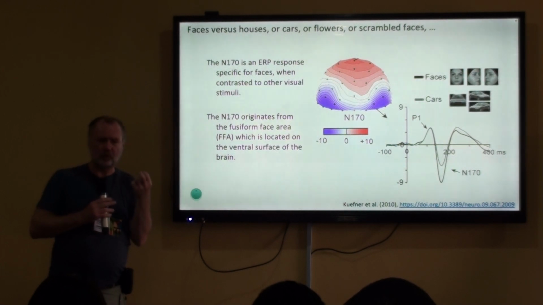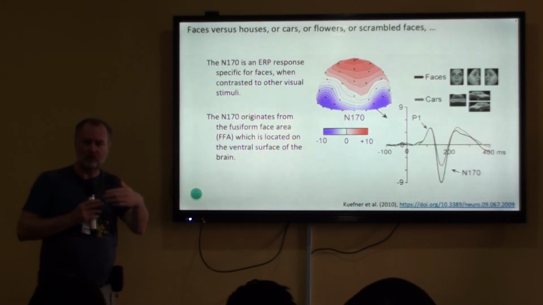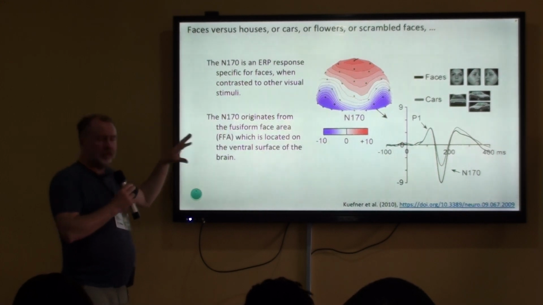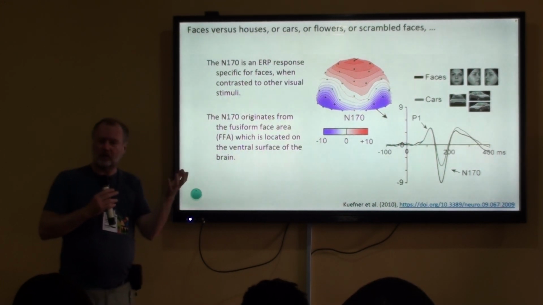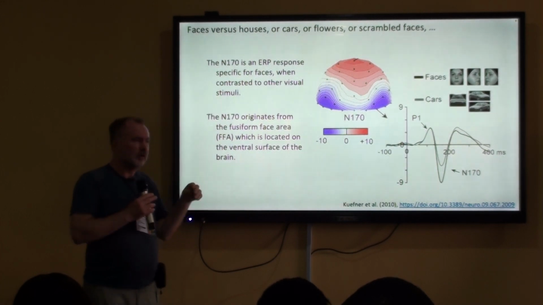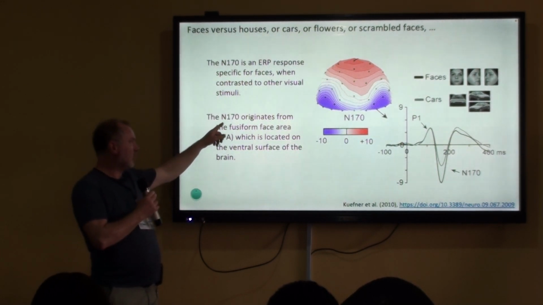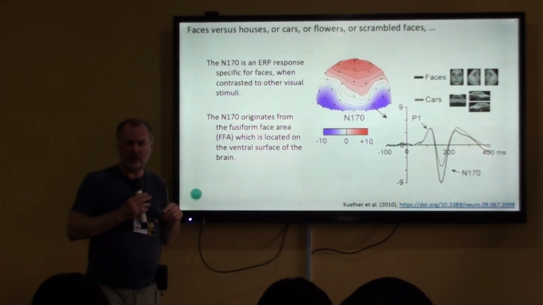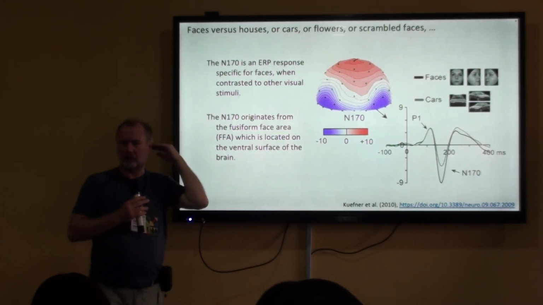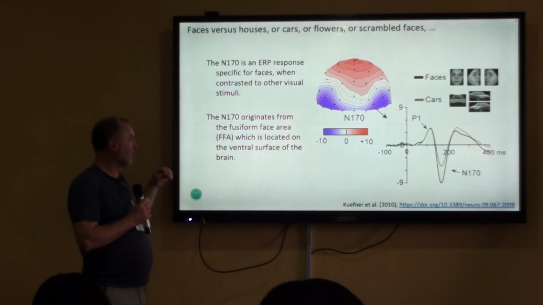Faces are processed specially because we're so much tuned to other people's facial expressions. And if you do such a task where you contrast faces versus visual stimuli that are similar but not a face, you get a component that is called the N170 component, which originates from the fusiform face area, which is located on the ventral surface of the occipital pole.